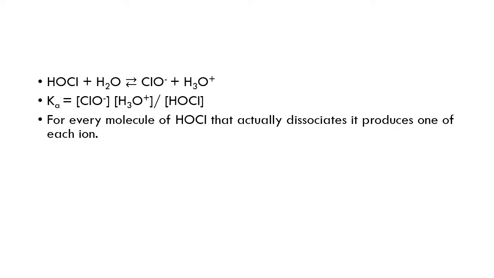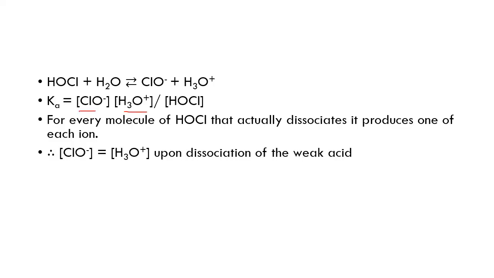Now, keeping in mind that for every molecule, even though HOCl is a weak acid, every time a molecule dissociates, it actually produces one of each ion. So upon dissociation of this weak acid, the concentration of its conjugate base will be equal to the concentration of hydronium ions produced. So we can rewrite the Ka expression as hydronium ion concentration squared divided by the concentration of our acid.